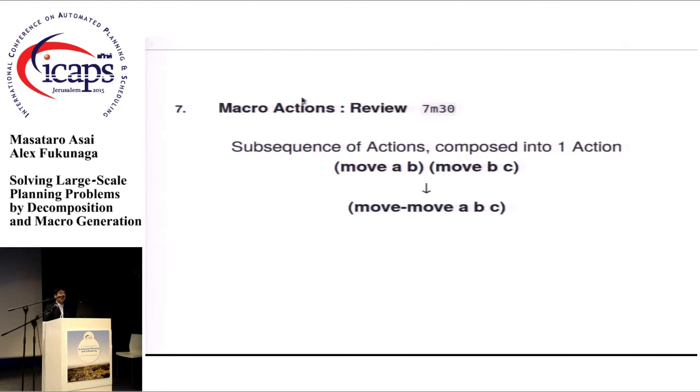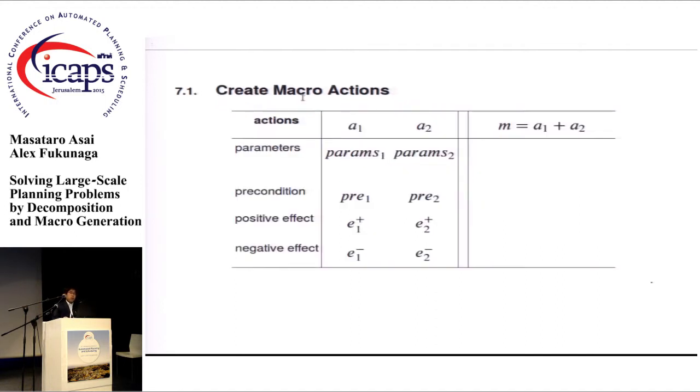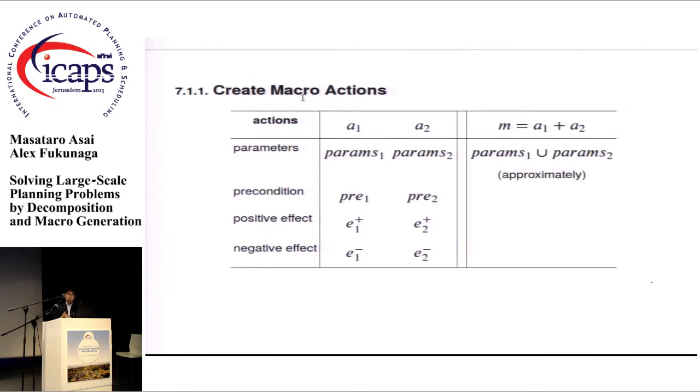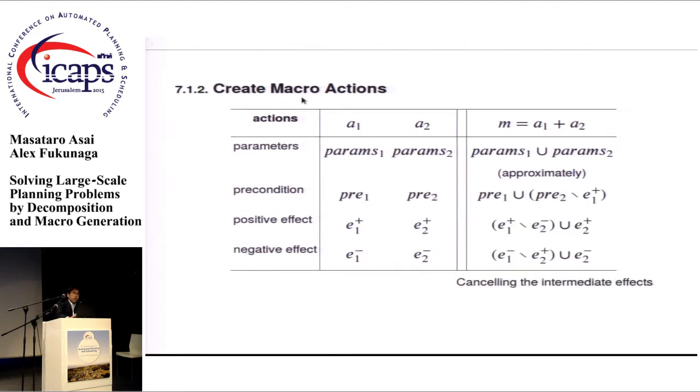So let's review macro actions. These are subsequences of actions composed into one action. For example, we have move AB and move BC, and these can be combined into one macro action, move ABC. These macros are created by merging the elements of the base-level actions. For example, the parameters are approximately the union of the parameters of the base actions. This is technically not exact. And the preconditions and effects are constructed so that they cancel the intermediate effects.